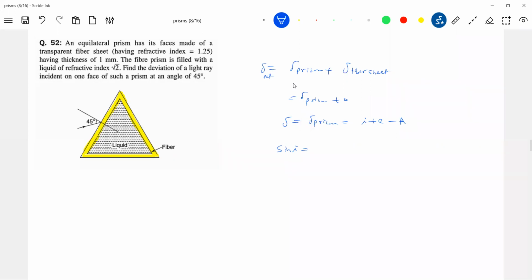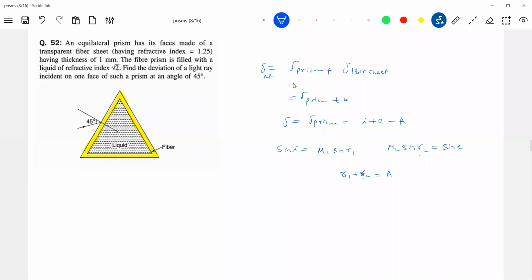No need. So directly you can write mu of liquid into sin R1, then mu of liquid sin R2 is equal to sin E. You know mu of the liquid, and you'll get R1 plus R2 is equal to A. So you'll get R2, substitute that value of R2 here, you'll get sin E. That value of E you substitute to get the net deviation.